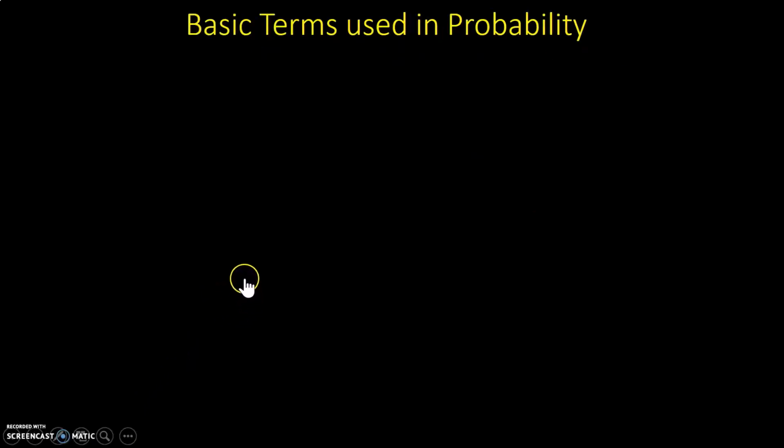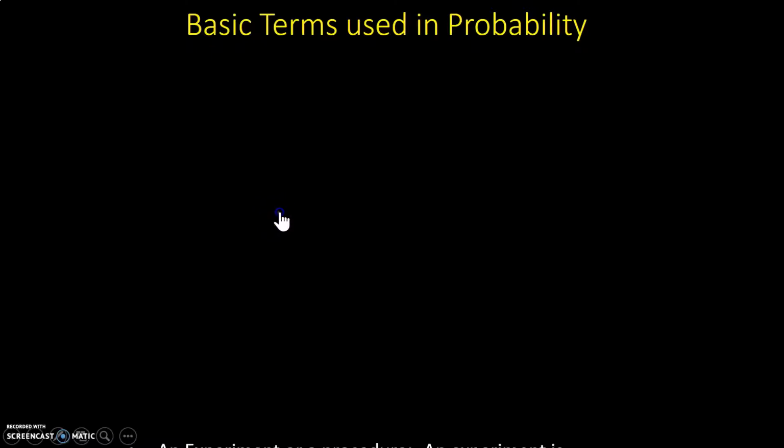Before we go further, we need to understand the basic terms we use in probability. Let's see what the basic terms are. It's a very important slide in this chapter. You need to understand the basic terms. Without a basic understanding of these things, you will struggle.